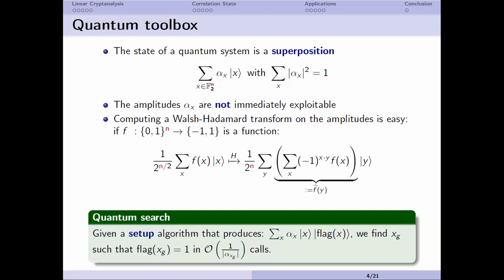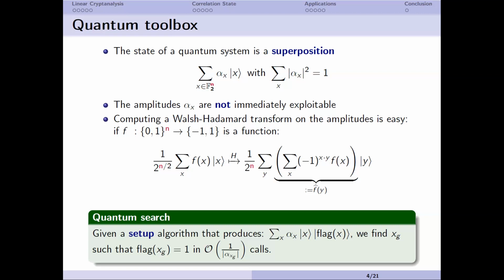Also, the thing we need is quantum search. Quantum search generalized, compared to Grover's algorithm. Imagine that you have an algorithm that produces a quantum state, and in this quantum state there is someone that you're looking for, and it is flagged. It's basically a qubit here, which is either 0 or 1, and it's 1 for the element you're looking for. Now, it is possible to find such an element with a procedure that is basically going to repeat this setup multiple times and iterate over that.